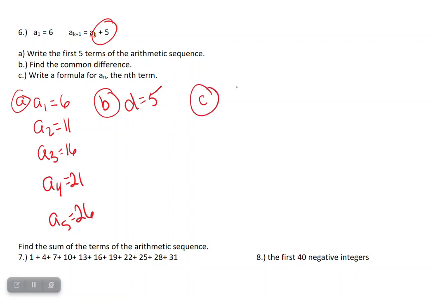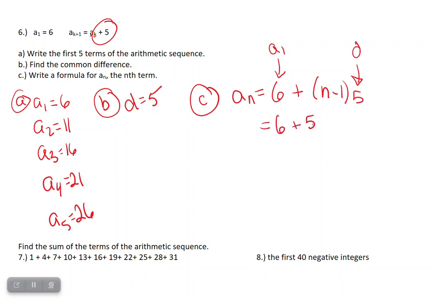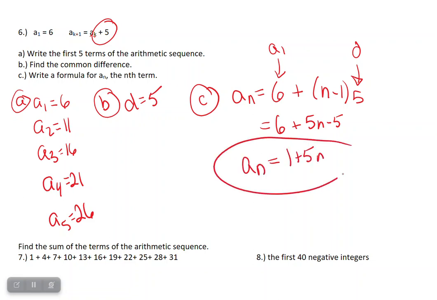And then for C, finding the formula, what you're going to do is a sub n equals the first term plus n minus 1 times 5, which is the difference. So we plug that in. Again, we're going to distribute the 5. We're going to get 1 plus 5n. So a sub n can be calculated by doing 1 plus 5n.